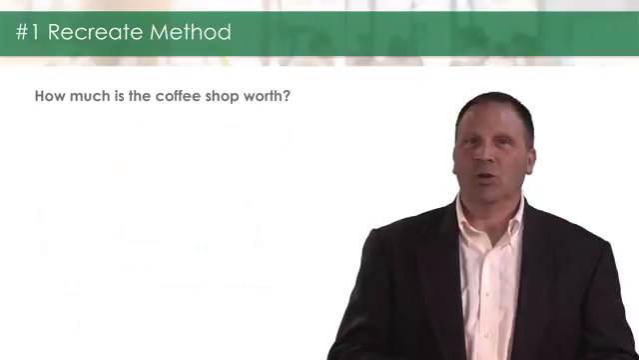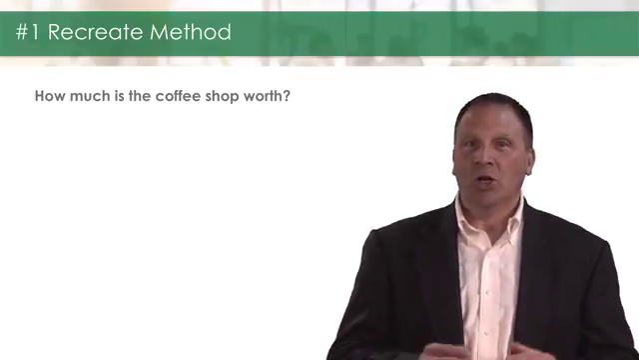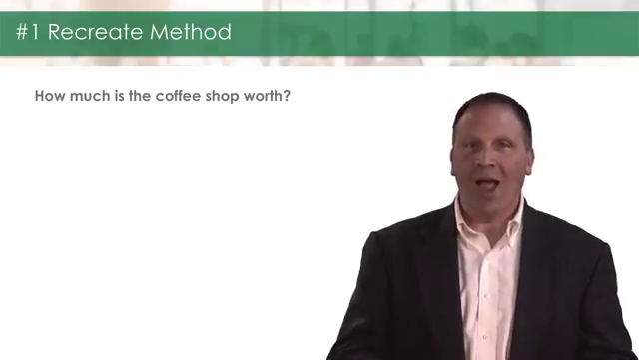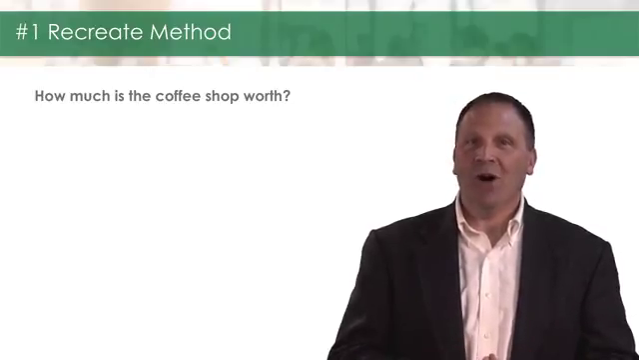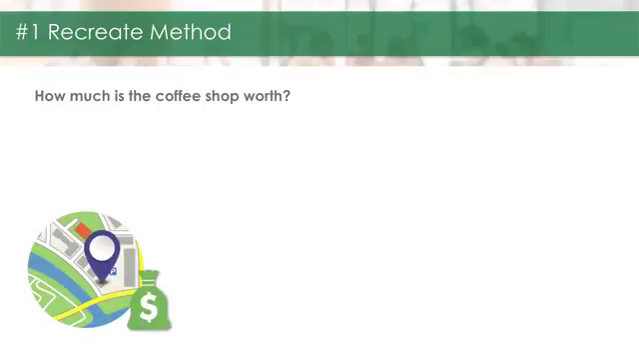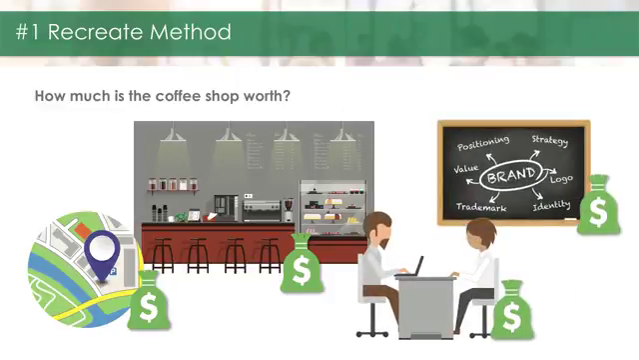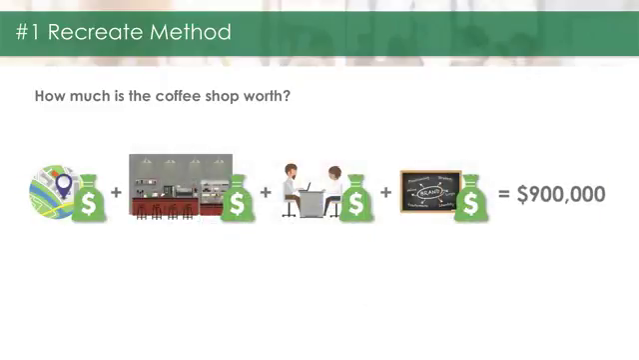Method 1 is the recreate method. This involves determining how much money it would take to create a new coffee shop from the ground up. That's just like the one you want to value. This would incorporate buying or building the location, buying the equipment, hiring the employees, and building the brand. This method is used when the other 2 methods don't work, the ones that I'm about to talk about. So let's say for your coffee shop, you add up the cost for creating the shop and get $900,000. That's your first estimate of value.